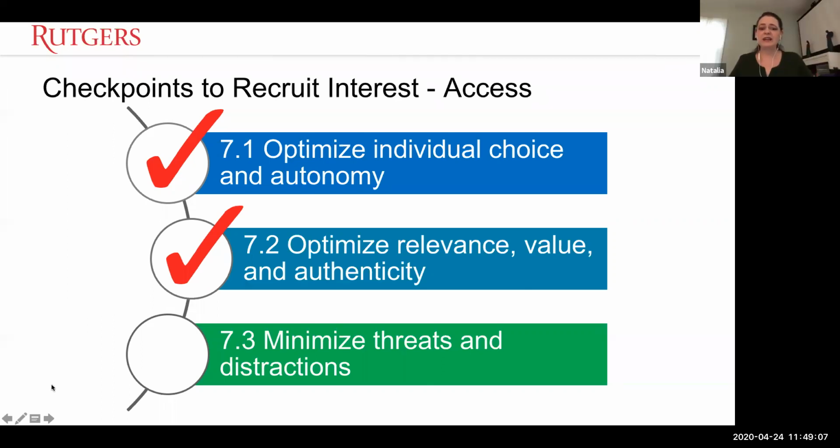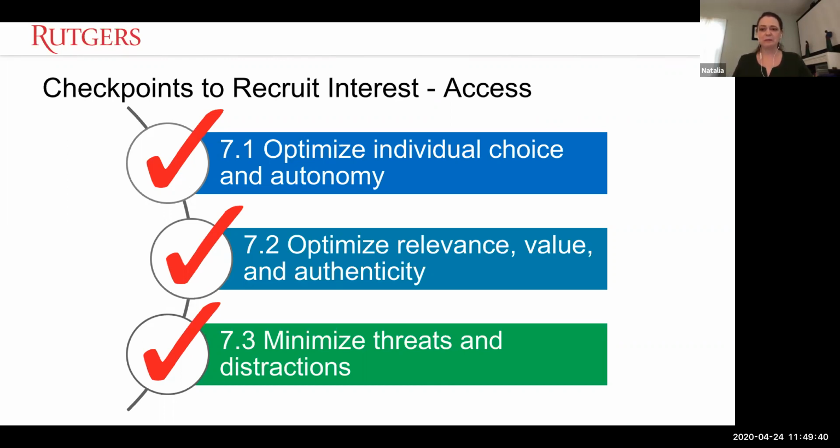7.3, minimize threats and distraction. Again, allowing your learners to have an opportunity to do what they're interested in, and also allowing them a safe space to learn and to make mistakes and take risks, and that would be okay. So providing them guidance on what you want exactly to be achieved in this assignment or in this learning activity will help them to stay focused and get to the place where you want them to get in their learning journey.